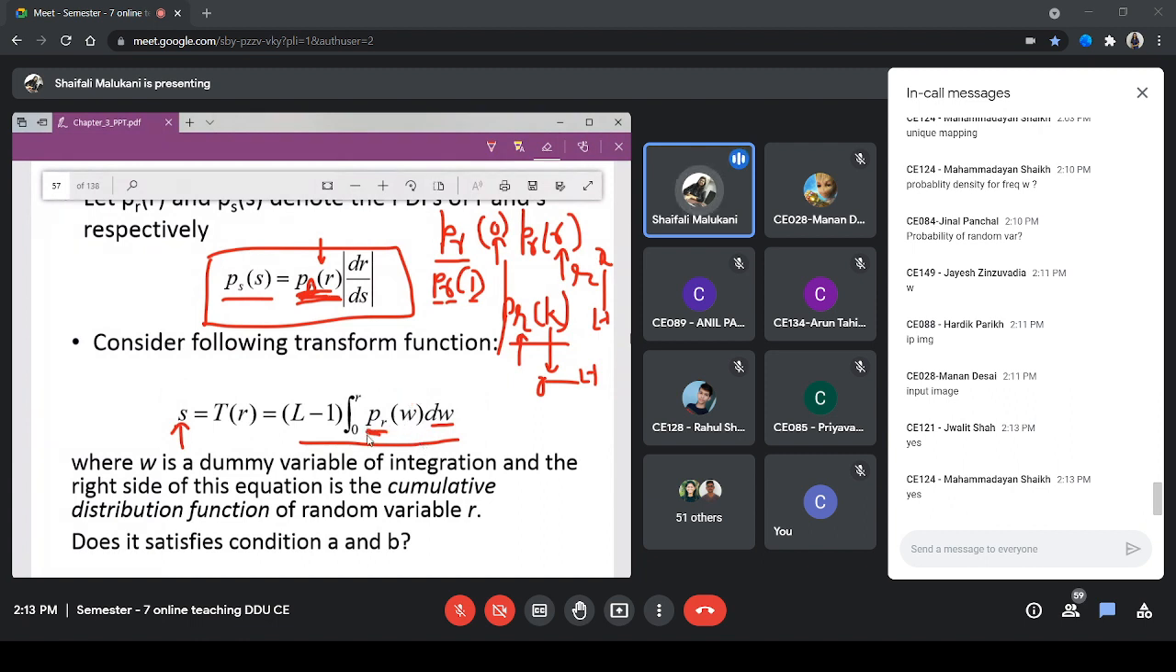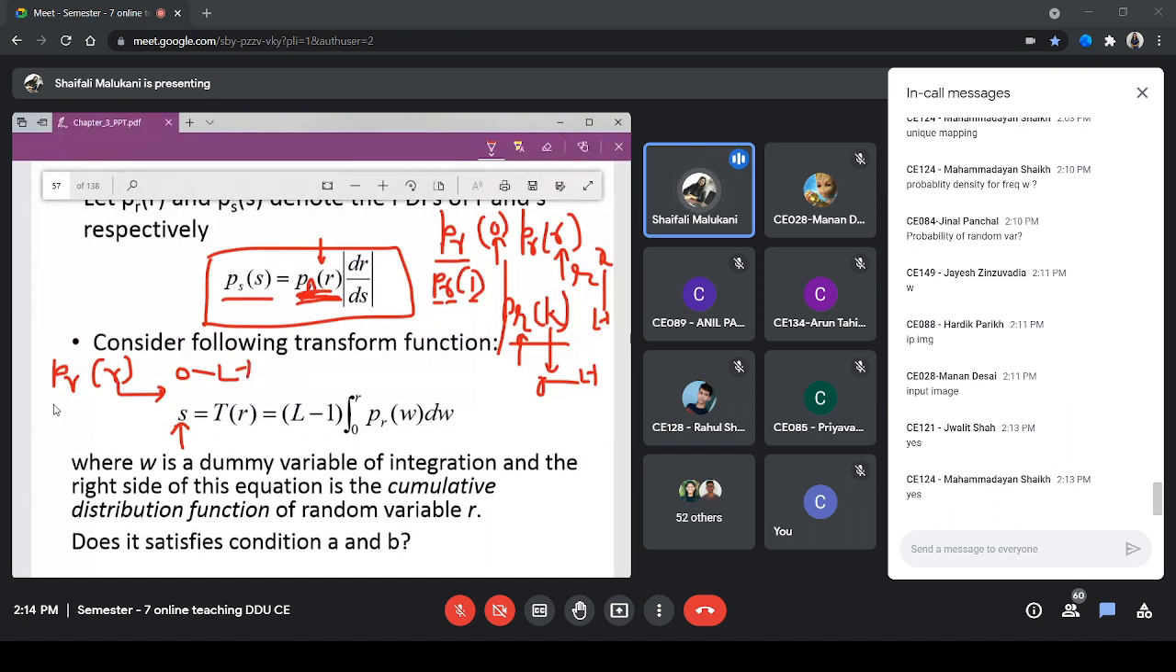So now what we did? Now what I am doing is, let us take my input image. Suppose my input image is R, and this is PR of R. Can you tell me what will be the range of R? As I told you, it will be 0 to L minus 1.